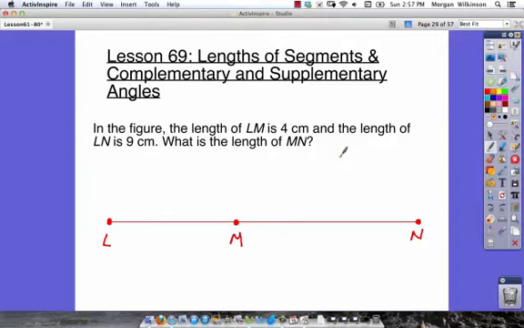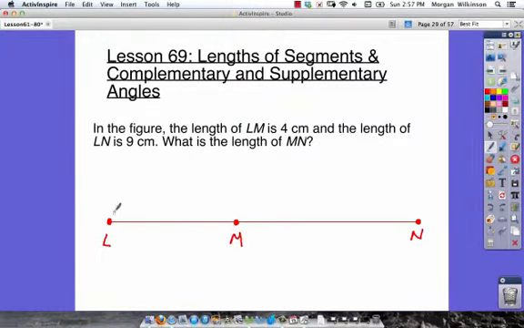Lesson 69 has two parts. The first part is about length of segments, and the second part is about complementary and supplementary angles. Now the first question says, in the figure, the length of LM is 4 centimeters, and the length of LN is 9 centimeters. What is the length of MN?